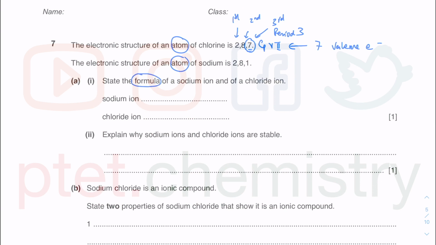Alright, so moving back to part A, they want the formula. I don't know why a lot of students put down the configuration when they should be reading the question. Formula is not electronic structure, it's not electronic arrangement. Now they want the ion and they want the ion.